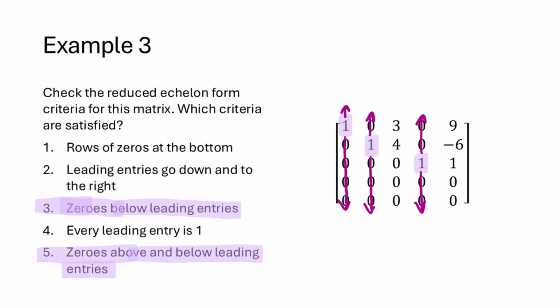And then finally, let's think about conditions 3 and 5. Condition 3 tells us to look for zeros below our leading entries. Condition 5 tells us to look for zeros above and below our leading entries. And in this case, this condition is satisfied. Notice that the first leading entry has no entries above it, but just like the condition that we talked about earlier, that means that this condition is satisfied. If you don't have any entries above a leading entry, then there's nothing to check, and so all of those entries would have to be 0.